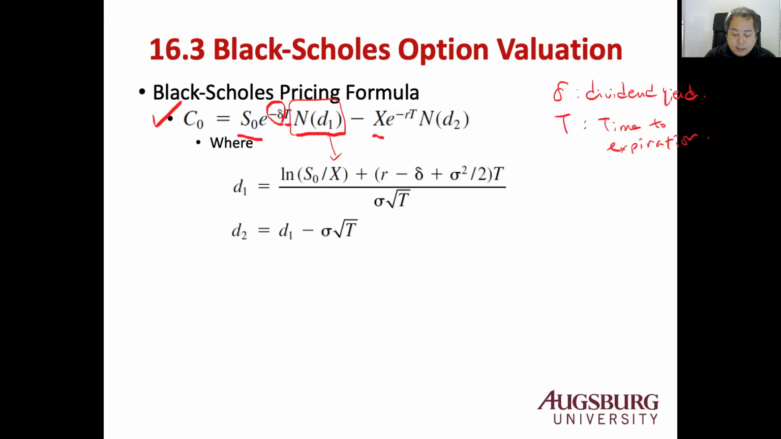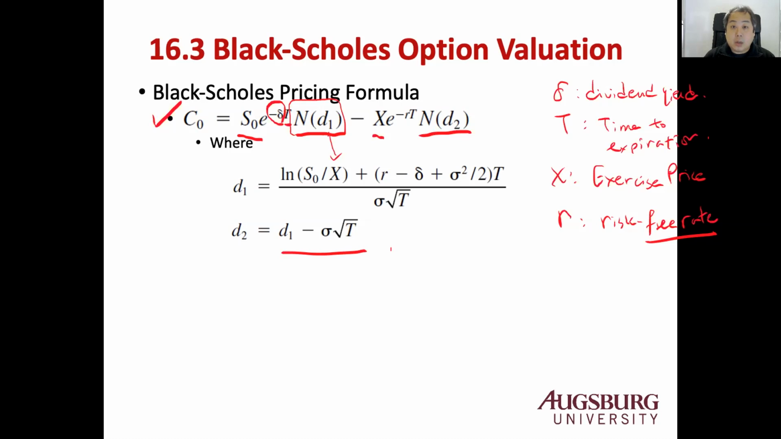Minus X, the exercise price, times the exponential function of negative R times T, where R is usually the risk-free rate, the interest rate, and T is the time to expiration. And N(d2) is the cumulative normal distribution of the d2.